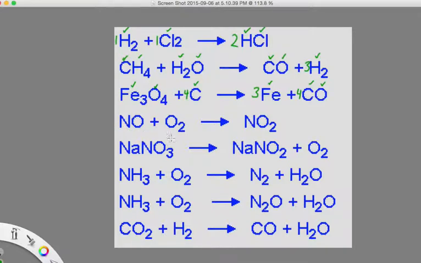We've got NO plus O2 equals NO2. Okay, so I'm going to start off with NO. There's 1 N here, and there's 1 N on the other side, so they're balanced. And there's 3 O's on this side, and there's 2 O's on this side. So what do we do? We've got 3 on this side and 2 on this side.